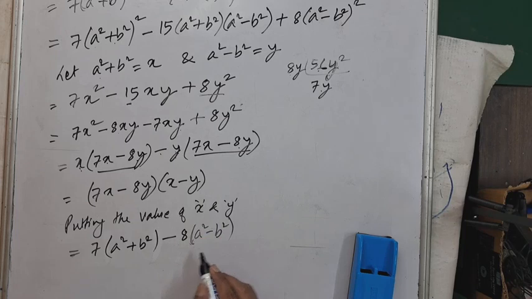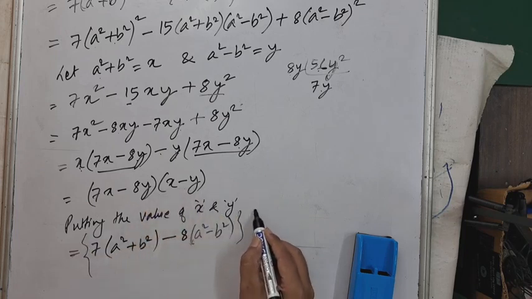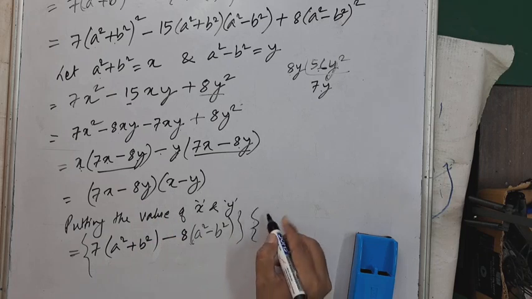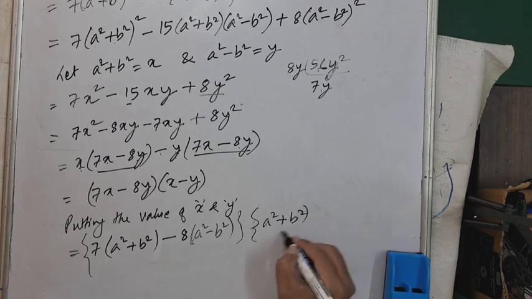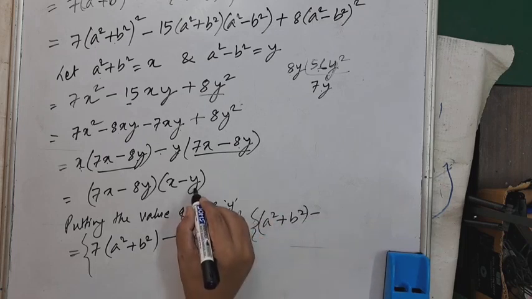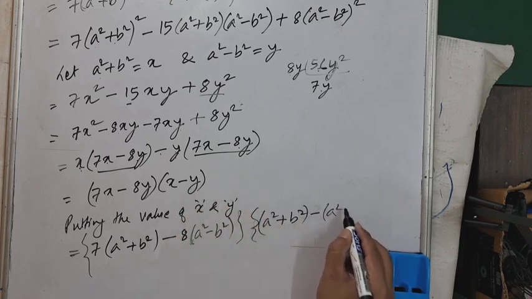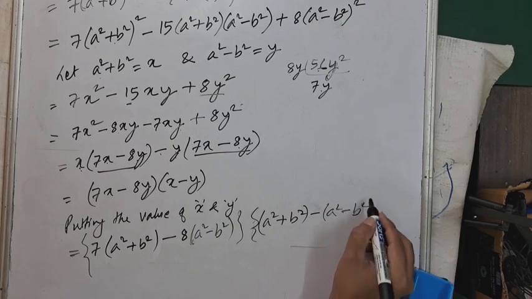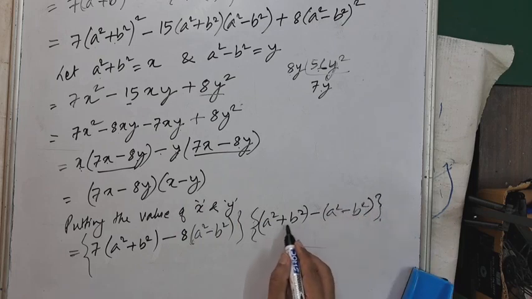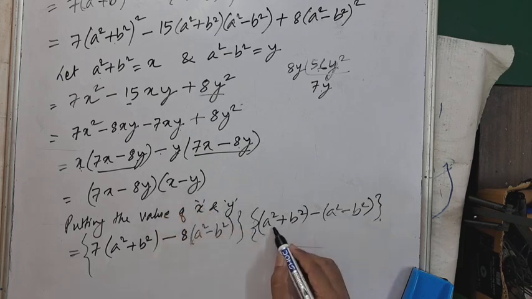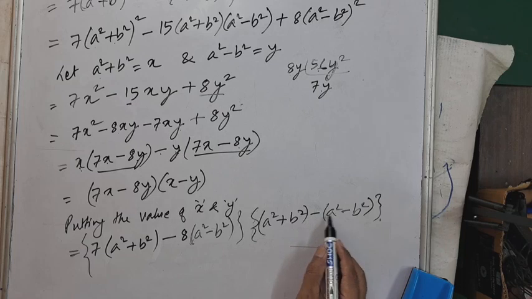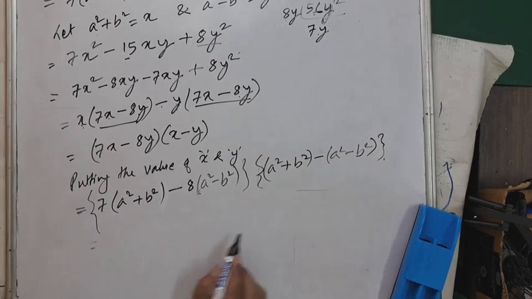Again we have x minus y. So x is a square plus b square minus y. Y is a square minus b square, isn't it? X is a square plus b square and y is a square minus b square. X minus y means a square plus b square, minus, y is a square minus b square. Now let's multiply with 7.